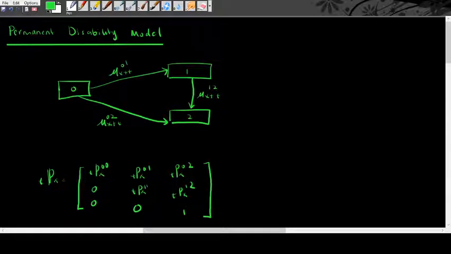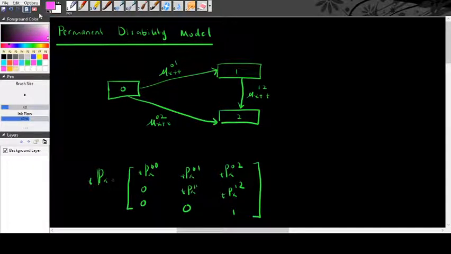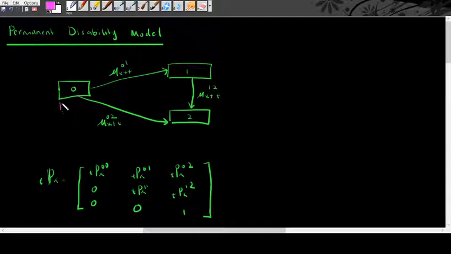Let's look at the permanent disability model. How does the rate of change go from one state to another? In the permanent disability model, state 0 is healthy, state 1 is disabled, and state 2 is dead. You can see that there are no arrows from state 1 to state 0.